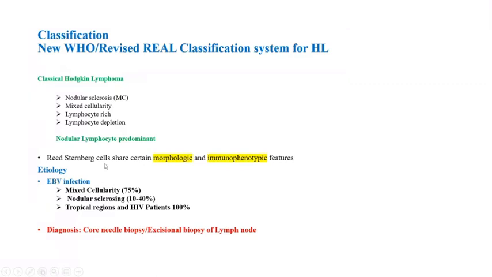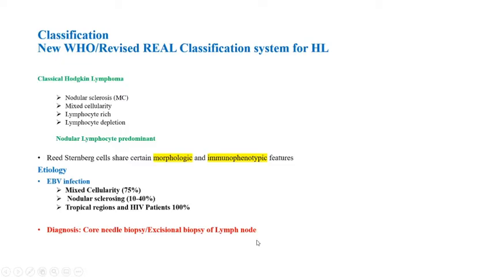The most important association and etiology of Hodgkin lymphoma is Epstein-Barr virus infection. This is the first step in the pathogenesis of Hodgkin lymphoma. In 75% of cases of mixed cellularity, they are associated with EBV infection, and in nodular sclerosis, it is up to 10 to 40%. The other types are EBV negative, like lymphocyte rich and depleted. And patients with HIV having Hodgkin lymphoma show EBV positivity in 100% of cases. For diagnosis, we do core-needle biopsy or excisional biopsy of the involved lymph node.